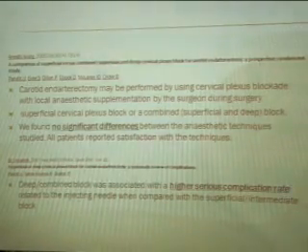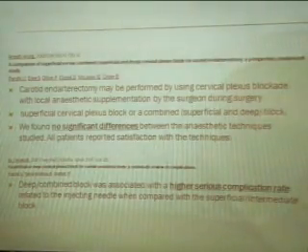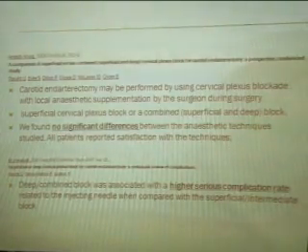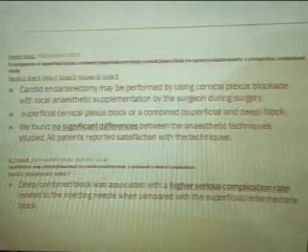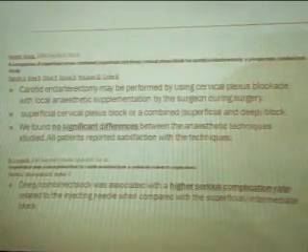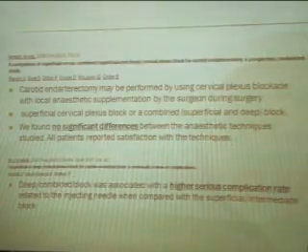In another study in Anesthesia and Analgesia in 2000, the comparison between superficial versus combined, that means superficial plus deep cervical plexus block, stated that carotid endarterectomy may be performed using cervical plexus blockade with local anesthetic supplementation by the surgeon during surgery. They have to supplement in the deep layers and also between the pinna and the mastoid process. Superficial cervical plexus block or combined block are both effective, but they found no difference between the two techniques.